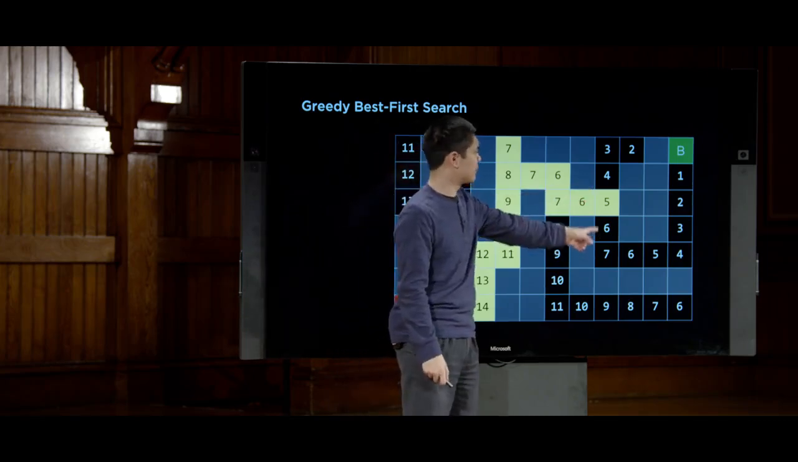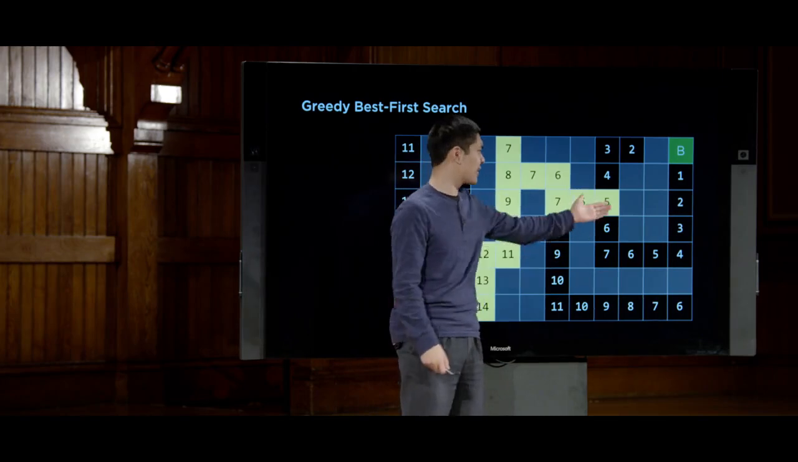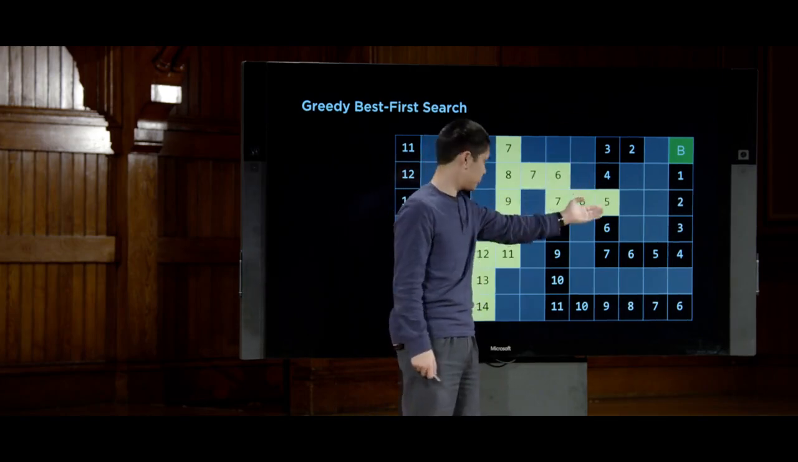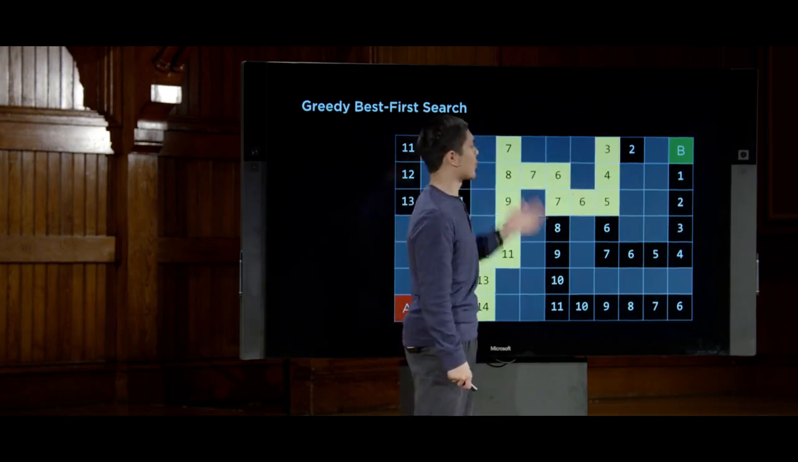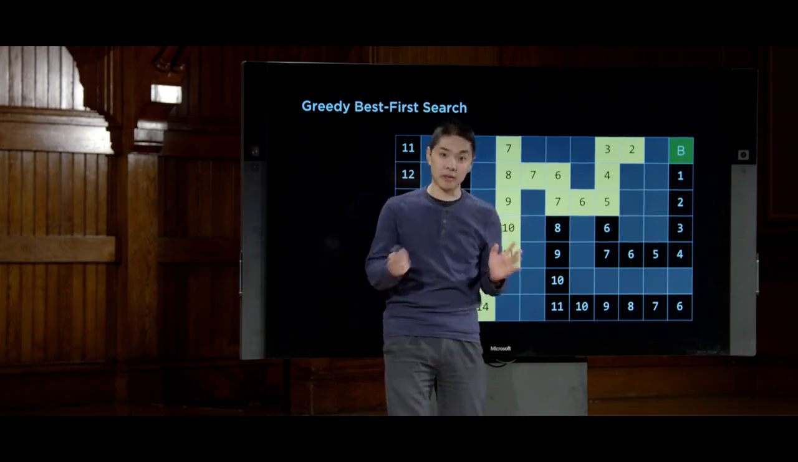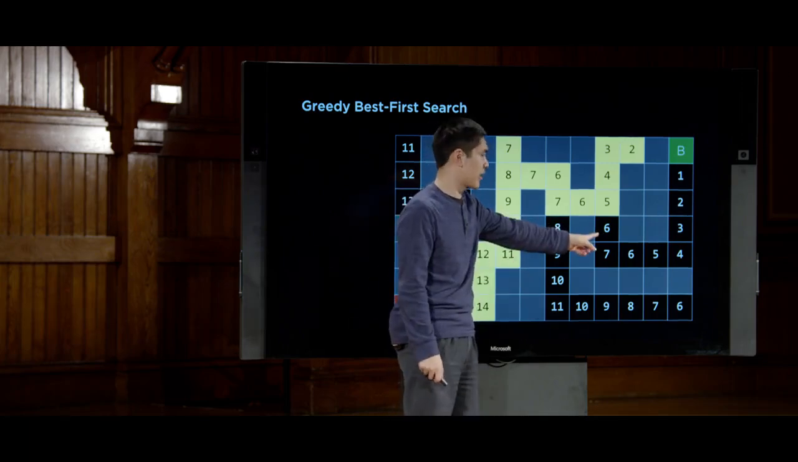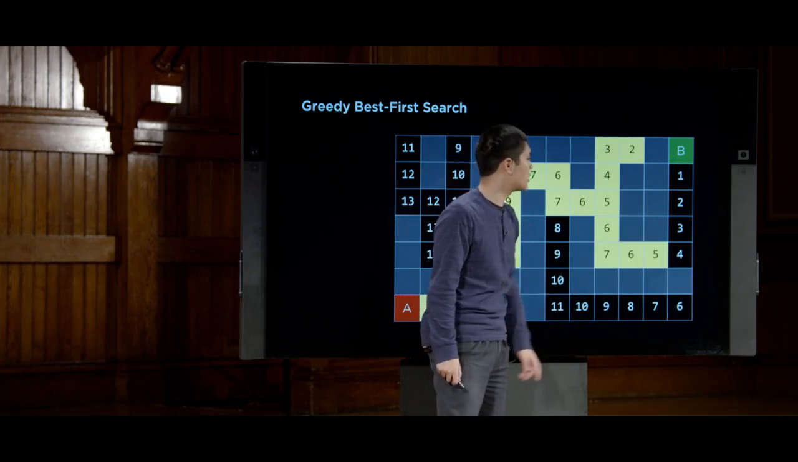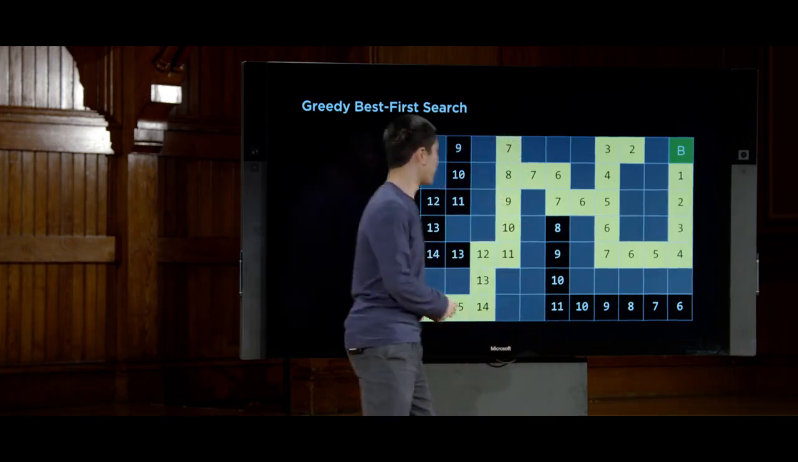We see 4 and 6. 4 looks closer to the goal, right? It's going up, and the goal is further up. So we end up taking that route, which ultimately leads us to a dead end. But that's OK, because we can still say, all right, now let's try the 6. And now follow this route that will ultimately lead us to the goal.